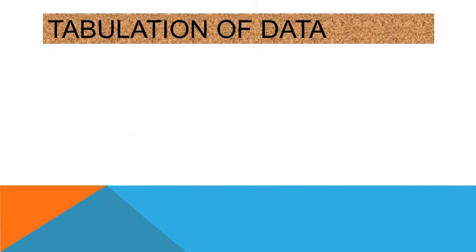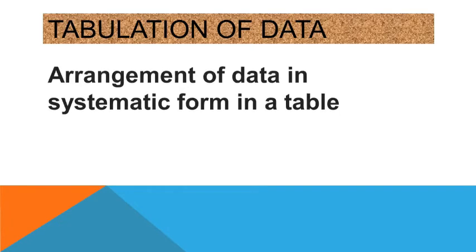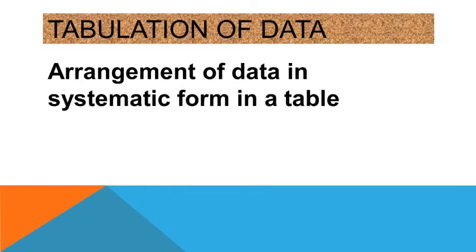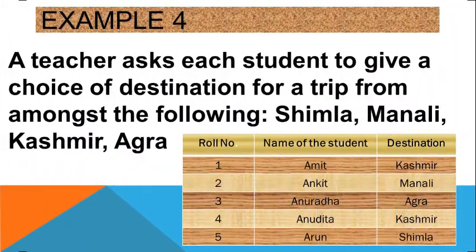Now comes the tabulation of data. It is the arrangement of data in a systematic form in a table. In the form of a table means writing the data in the form of rows and columns. Let's take an example. In this example, a teacher is asking each student to give a choice of destination for a trip from among the following: Shimla, Manali, Kashmir or Agra. Now see, the teacher has written in the form of rows and columns.